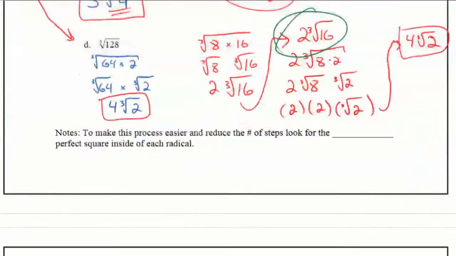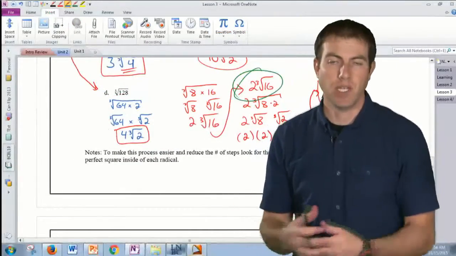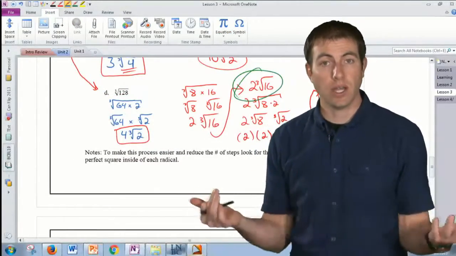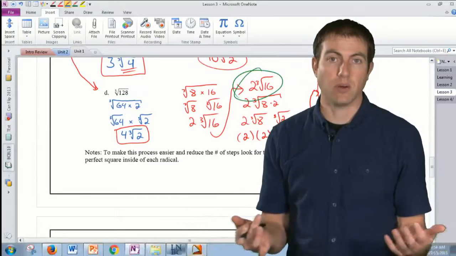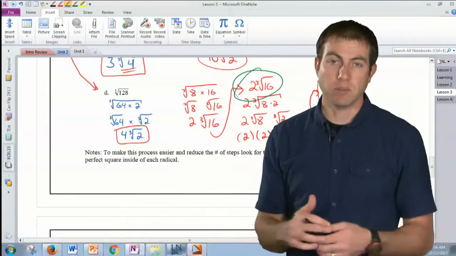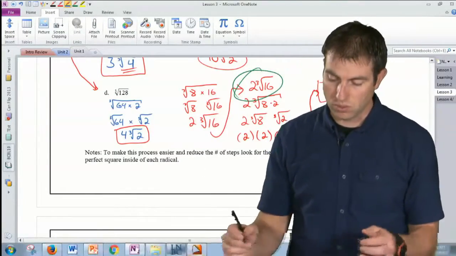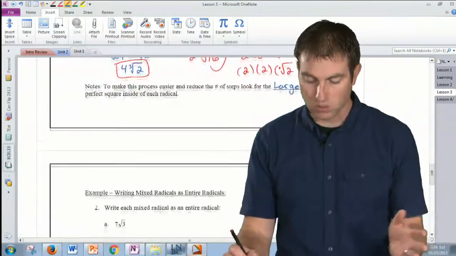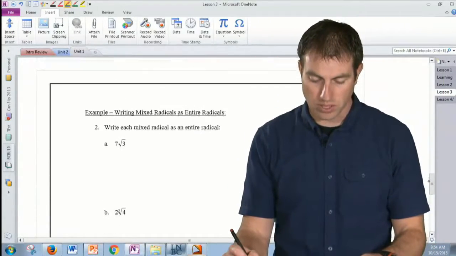So notes, to make this process easier and reduce the number of steps, look for the largest perfect square inside of each radical. So if you can find the biggest one, you do it in one step. If you find smaller ones, that's fine. There's nothing wrong with doing it that way. You're just going to have a few more steps. So don't be afraid to do it that way.